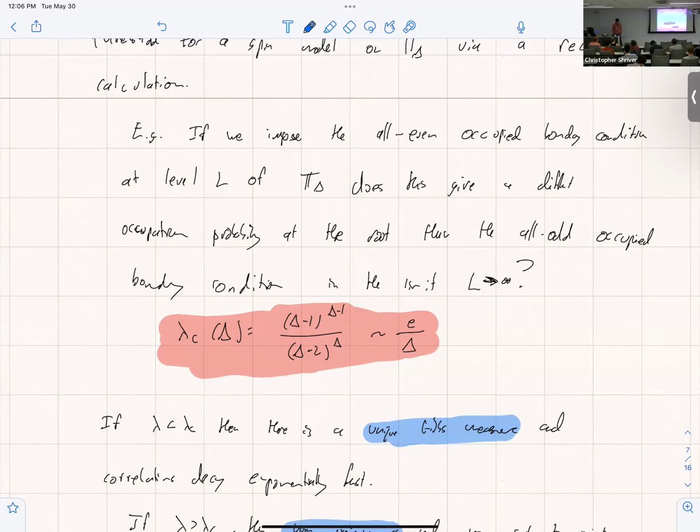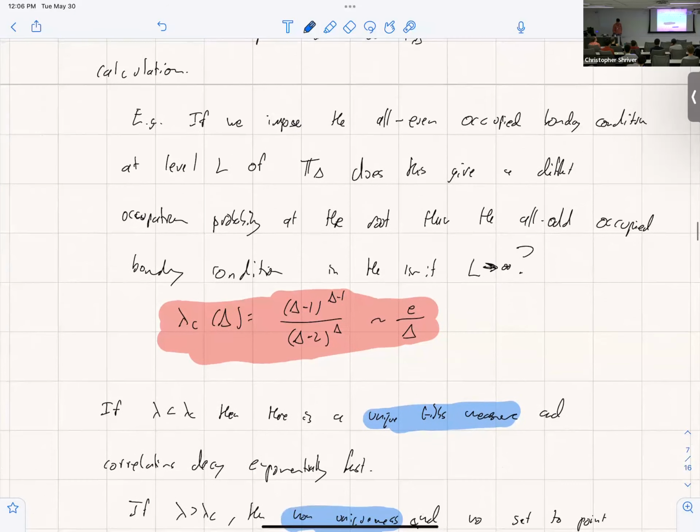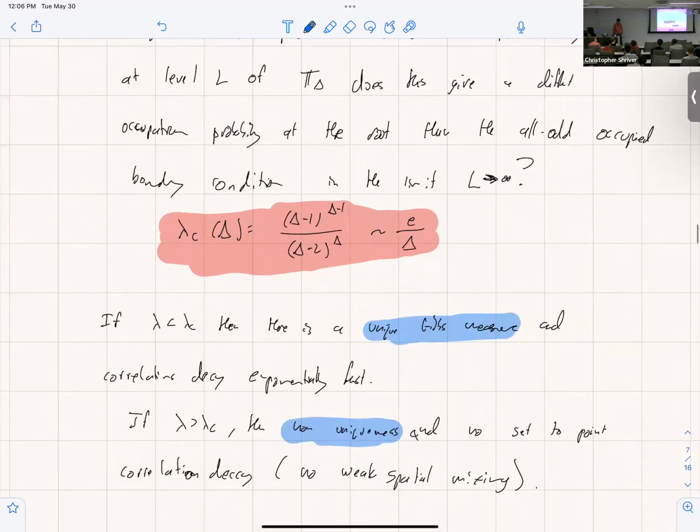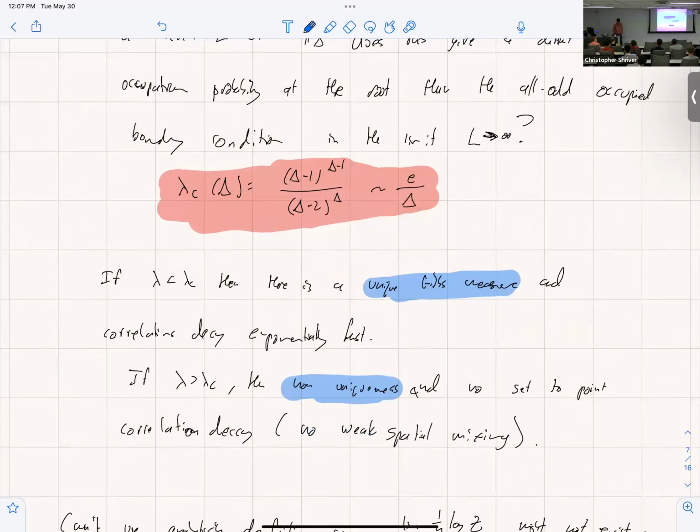And so what do we know on the tree? Well, there's a unique Gibbs measure if lambda is less than lambda critical, and actually correlations decay exponentially fast. And if lambda is greater than lambda critical, you have non-uniqueness. So for instance, you can get a different infinite volume Gibbs measure on the tree by taking the limit of even occupied or the limit of odd occupied boundary conditions. And you don't have correlation decay. So in particular, if I set a bunch of vertices at depth L to be occupied and they're at even depth, that correlation will persist. So in that sense, that's quite nice.